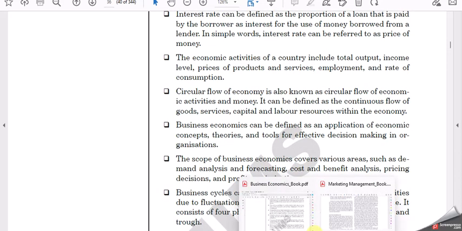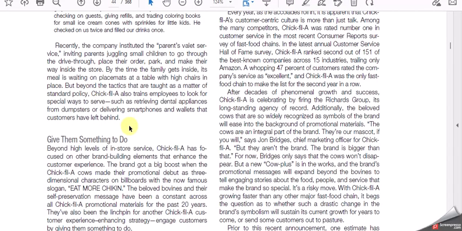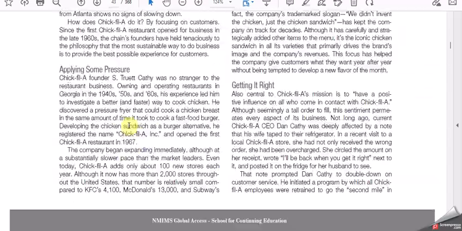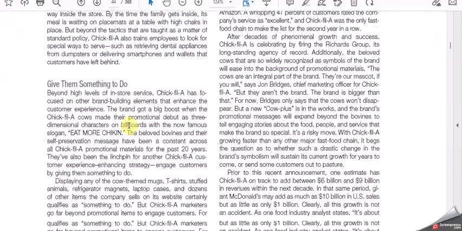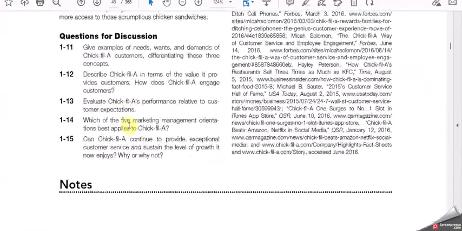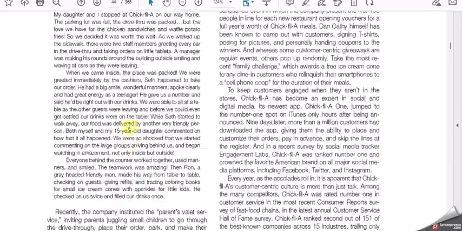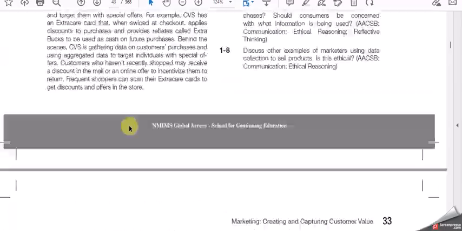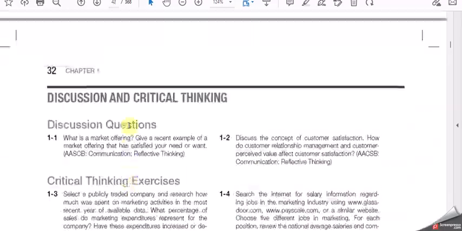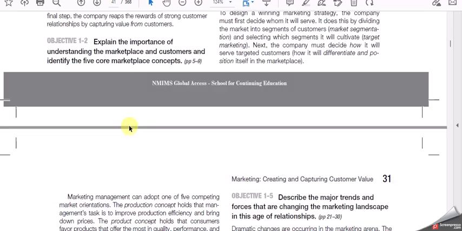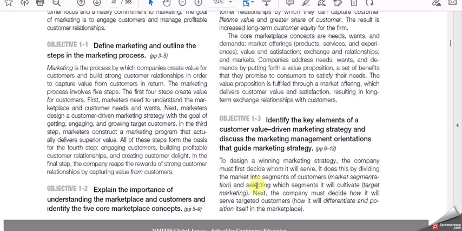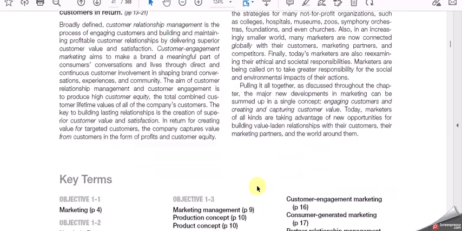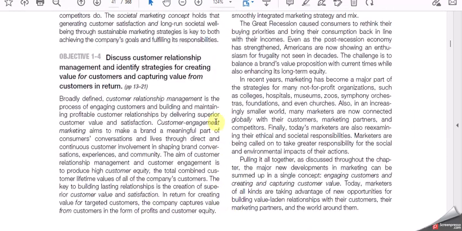And if we are looking at marketing management, this book format is a little different, but they also have it at the end. A summary. So in the summary, here is the objective review. Yeah, so here comes the objectives review. Here you have a brief summary about the objectives and the complete chapter.